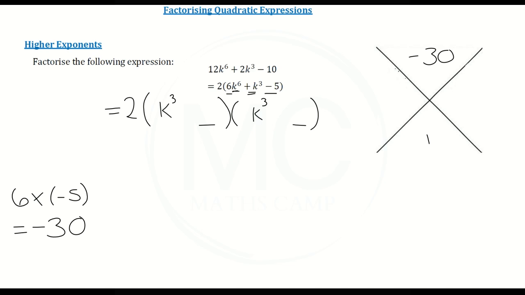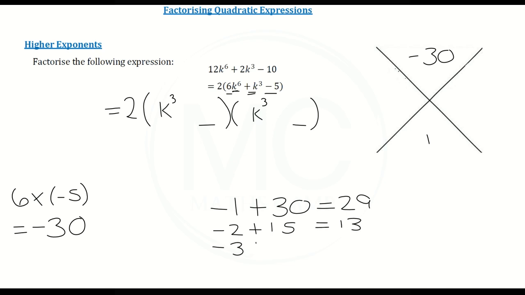Let's look at the factors of negative 30. Negative 30 divided by negative 1 gives us positive 30, which gives us 29. Negative 30 divided by negative 2 gives us positive 15. Negative 2 plus 15 gives us 13. Negative 30 divided by negative 3 gives us positive 10. Negative 3 plus 10 gives us 7.